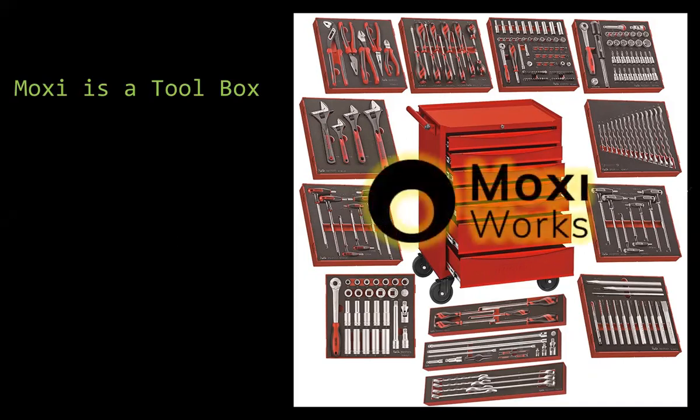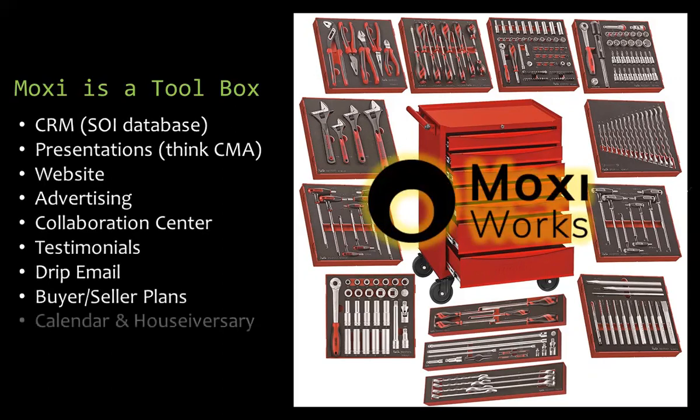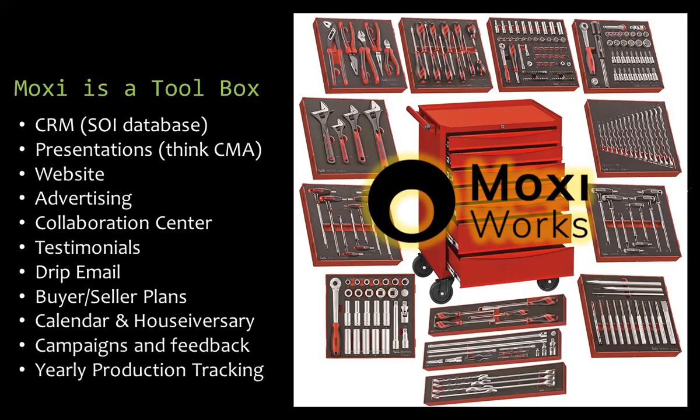So your Moxi toolbox does all of these things: your CRM, presentations, it has your website, it has advertising, it has your buyer and seller plans, it's got drip email, it's got campaigns and feedback. And the problem is, while we've all done some of that up into the past, we'll have people in the room that said, I didn't send campaigns because I hadn't organized them in a way to do it. Or I knew I had my CRM over here, but then I would go into this database to look up other things. We're trying to put them all together for you so you don't have to go so much.